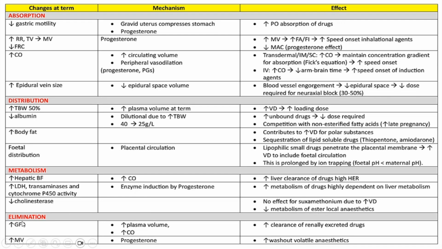Finally, we go to elimination. Again, because of the increase in plasma volume and increase in cardiac output, GFR increases, so clearance of renally excreted drugs increases. And the increase in minute volume because of the progesterone effect increases washout of volatile anesthetics. Same thing, fast in, fast out in pregnant patients, because of increased minute volume and reduction in FRC. So this is my answer for that.